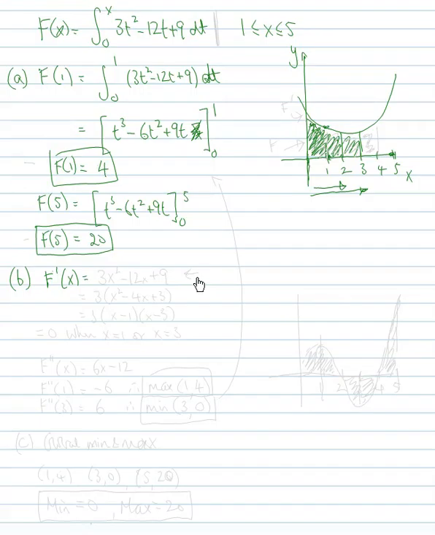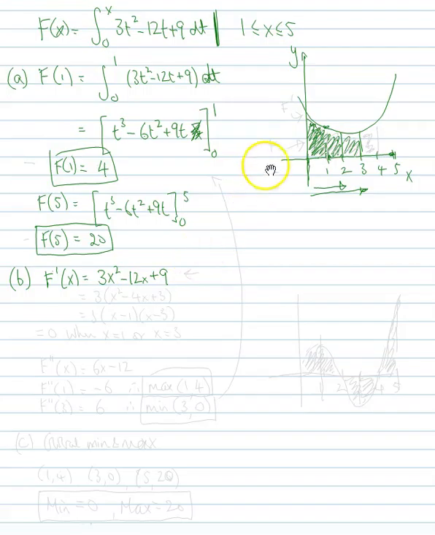okay, so let me be careful about describing it here. The function is an integral, so the derivative of the function is this base function, but with x's in there, so it's 3x squared take 12x plus 9. That's the rate of change of the function, which happens to be just the curve of the function.